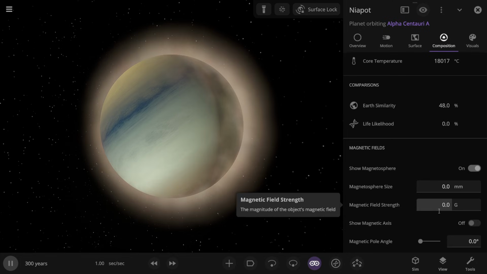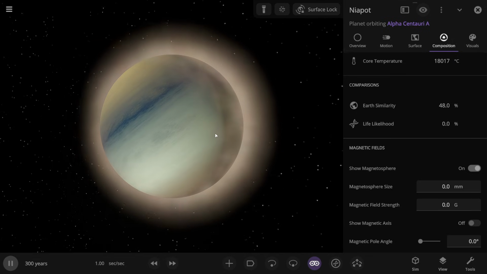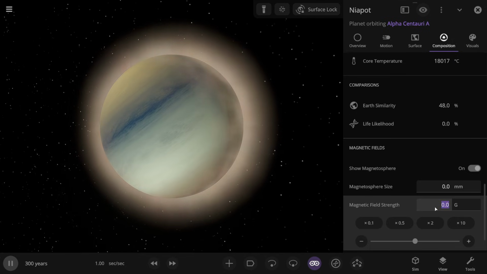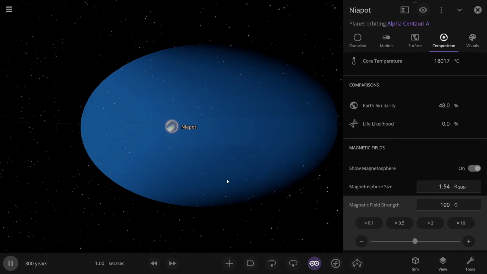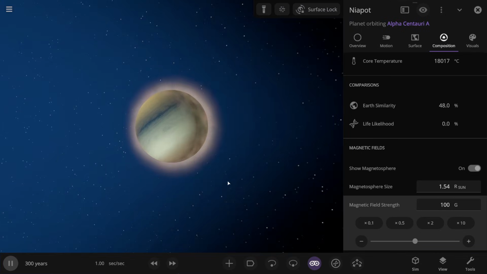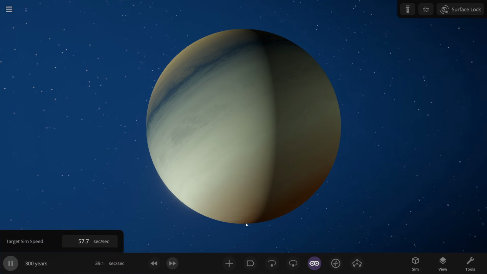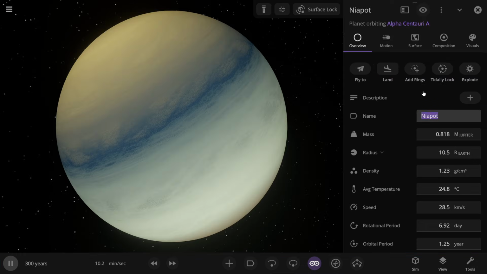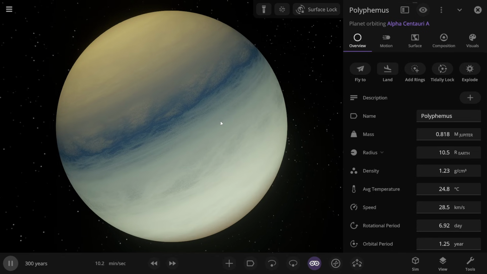I read the information and found that its magnetic field is even stronger than that of the planet Jupiter, so we can safely set its magnetic field strength to a full 100 Gauss. And there, an excellent magnetic field has been created. This magnetic field is so huge that all of its moons are located inside it. And so if we clear the fragments and speed up time, we can see that the mass loss from this gas giant has stopped. Now I'll name this gas giant Polyphemus. I'll also need to adjust its appearance, but I'll get to that later.